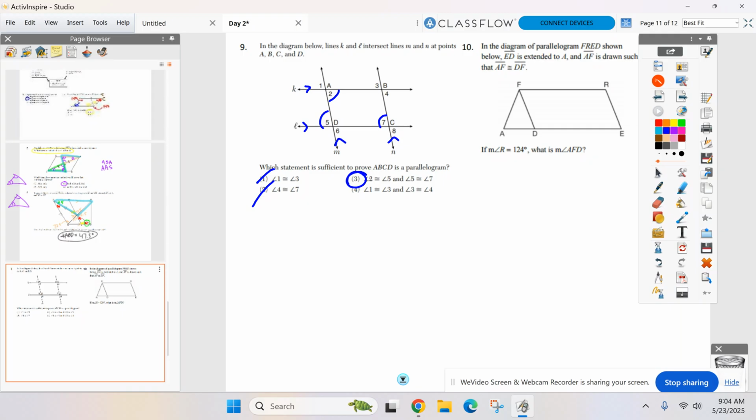See what you can do with 10 on your own. It's a parallelogram. See if you can get to AFD.